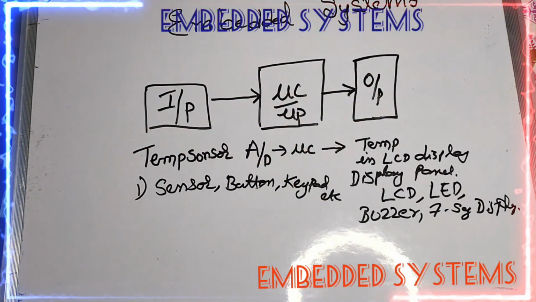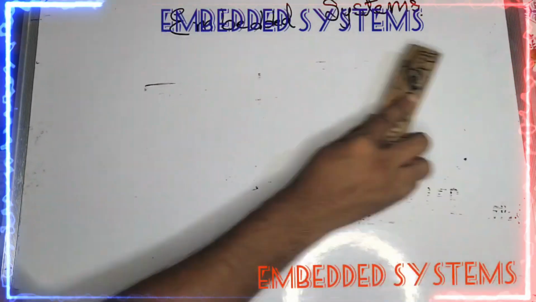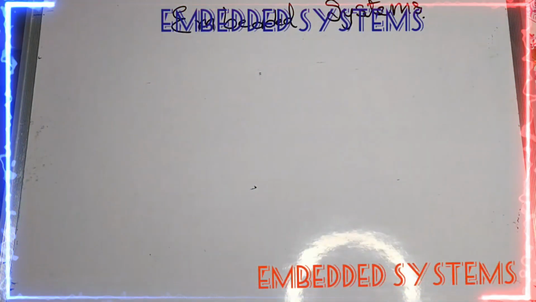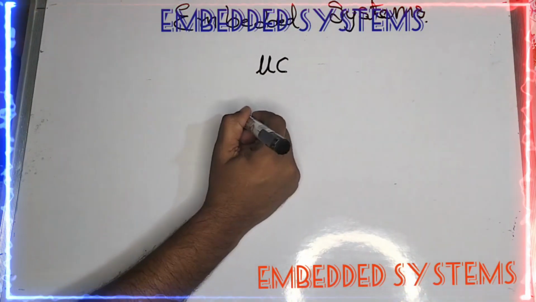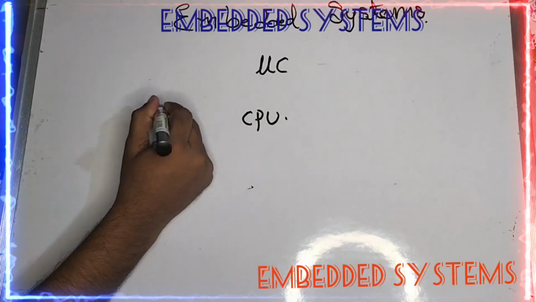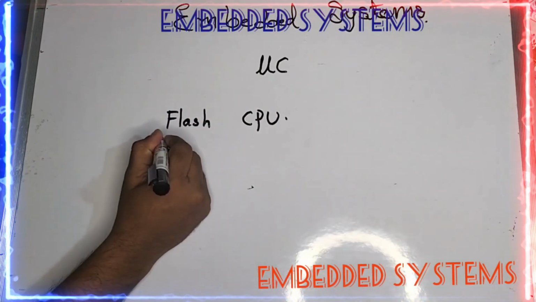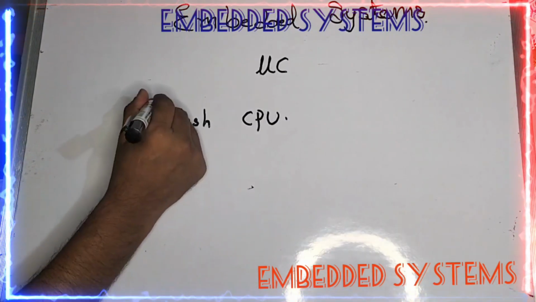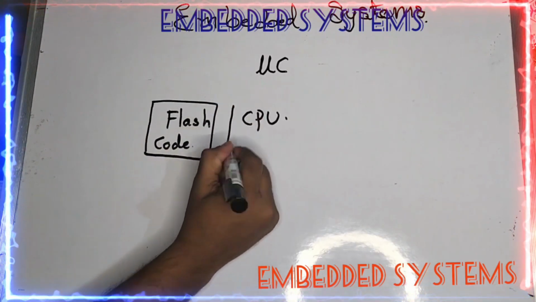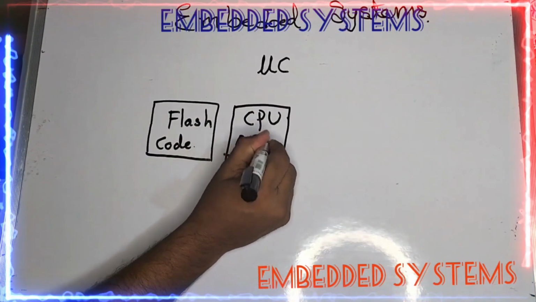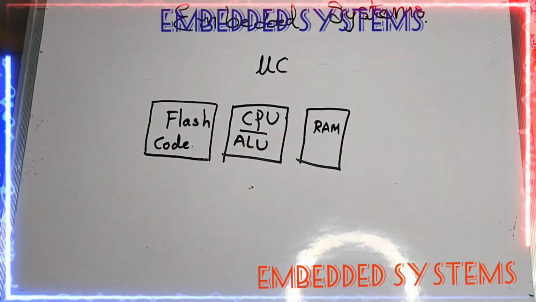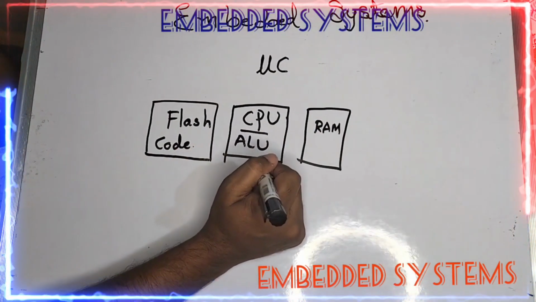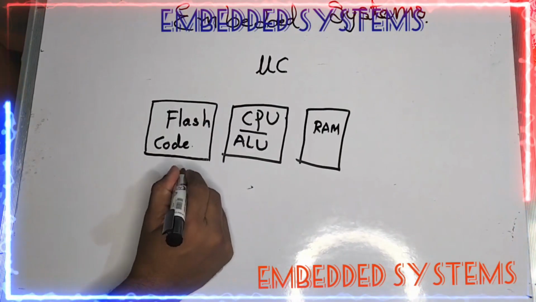Now let us go into the internal components of a microcontroller and microprocessor. The microcontroller is represented like a chip, and internally it has a CPU, and it has flash, which is where whatever code we have written is stored, or we flash it through the IDE. There is the CPU or ALU, the arithmetic logic unit, and the RAM, which typically stores the variables, which are used for processing any data.